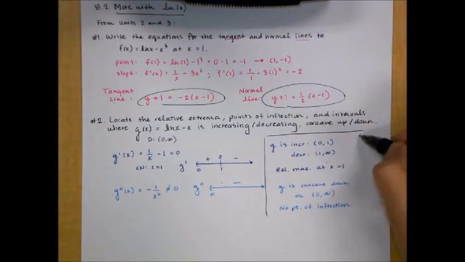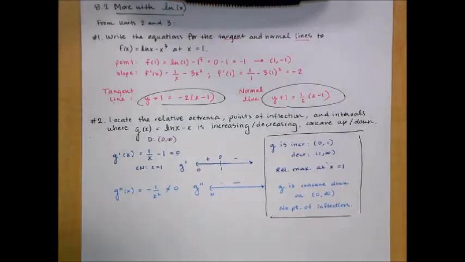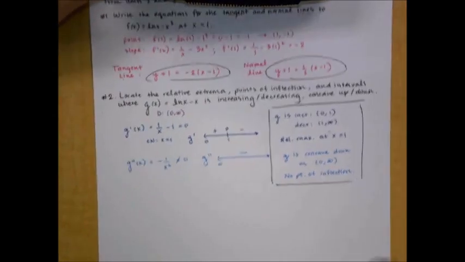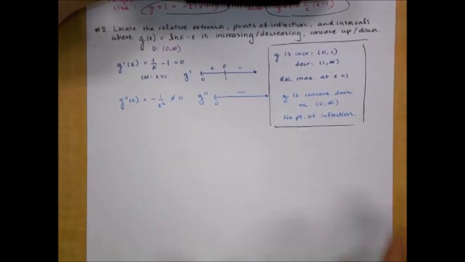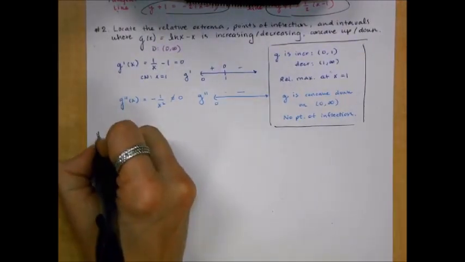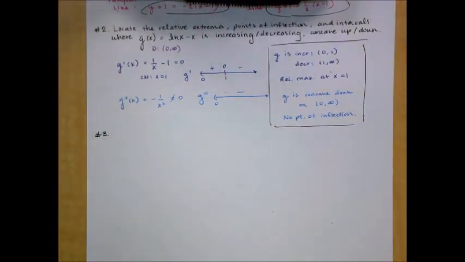All right, so that is example 2. So one more thing that we did right at the end of Unit 2, and then we picked up again in Unit 4, was implicit differentiation.